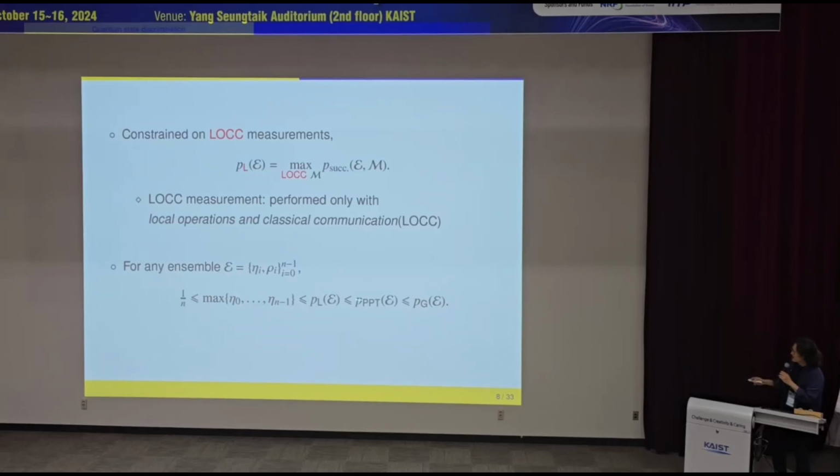However, if any of these is a strict inequality, then P_L is strictly less than P_G. That means LOCC measurement cannot achieve the global maximum. So that means there is some non-locality in this state discrimination. And we're going to use that non-locality to construct some data hiding scheme based on this state discrimination.